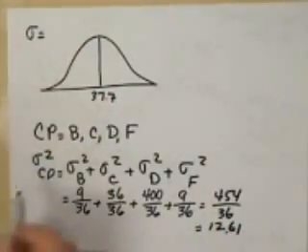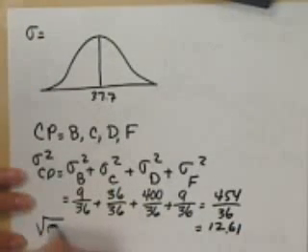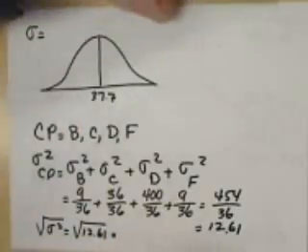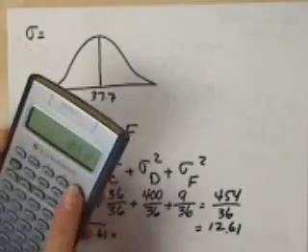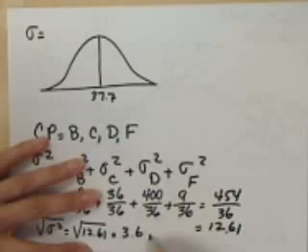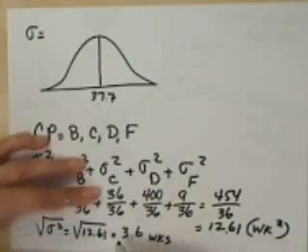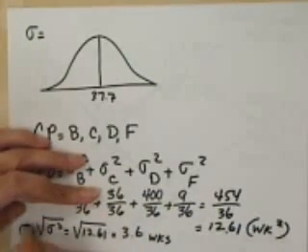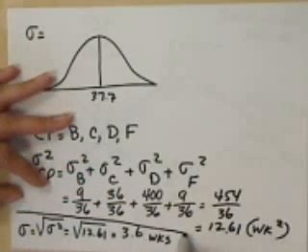Now, that's the variance for the critical path. If we take square root of the variance, we get 3.55. So I'm going to round that off to 3.6. Remember, the 12.61 is variance, and that's in weeks squared. But the standard deviation for the project, for the critical path, is 3.6.